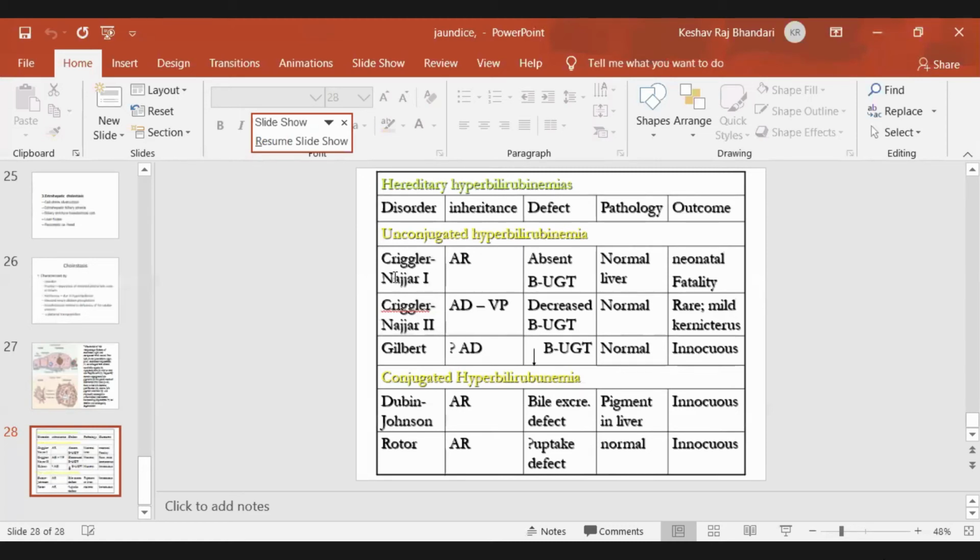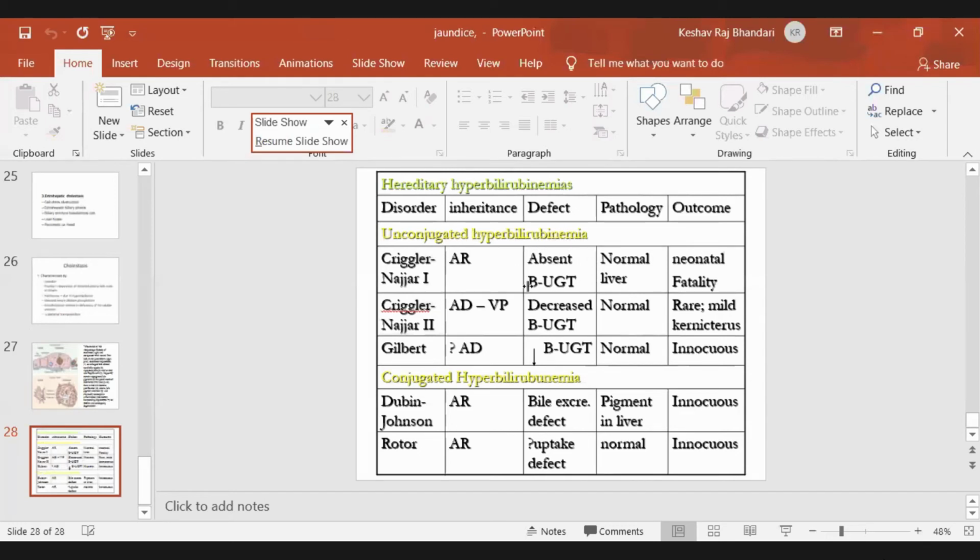not absent, this enzyme is decreased. Liver pathology, the liver structure is normal, and it is a rare condition, and it leads to mild icterus, mild jaundice. Icterus means jaundice. Kernicterus in children means unconjugated bilirubin is deposited in the basal ganglia, that is called kernicterus. That will lead to fits as well as loss of muscle tone, hypotonia and all that in childhood. So that is kernicterus.